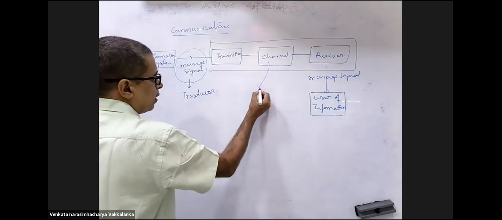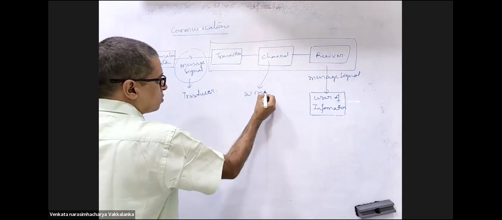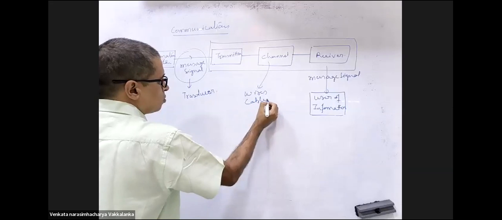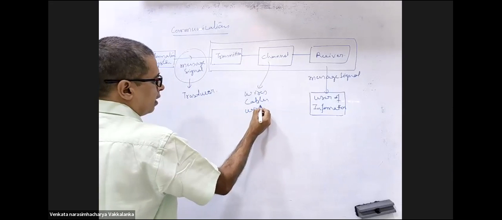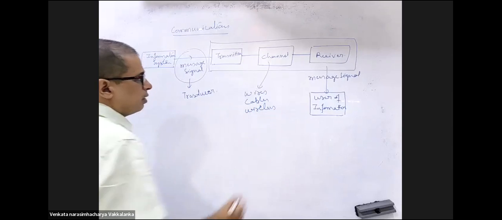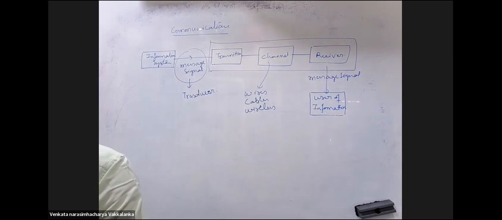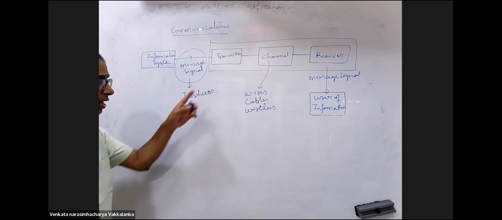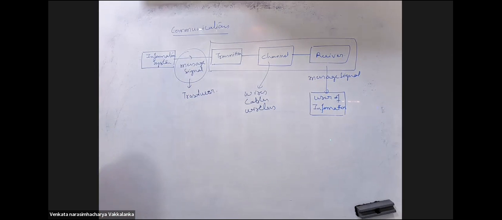Channel may be wires, cables, or wireless. Channel is the means of communication. Take down the diagram, one or two definitions I have to explain.